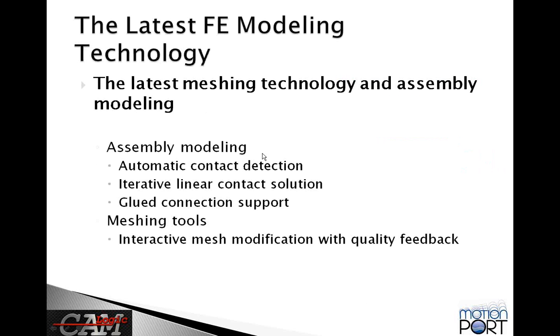Some other advanced capabilities can include assembly modeling. So in other words, having multiple structure components that interact with each other. They may need to be glued together at certain locations, or they may need to have some kind of contact so that they can apply pressure between each other. And the other advanced technology is the interactive meshing capability.